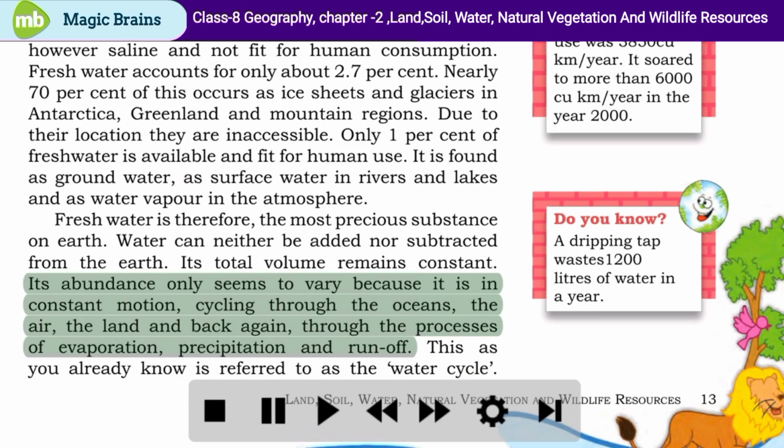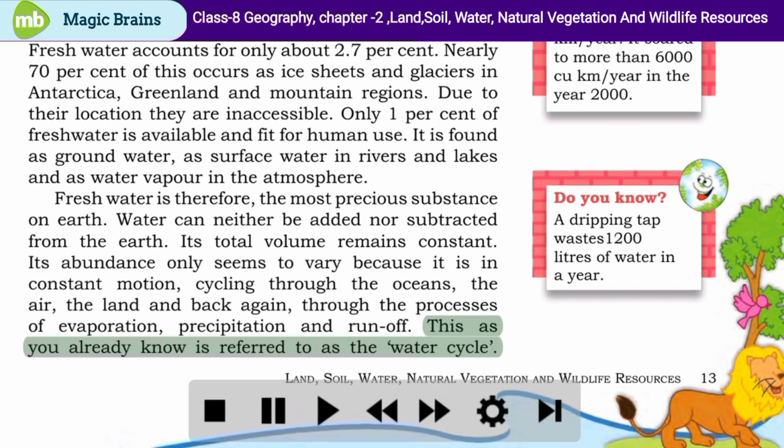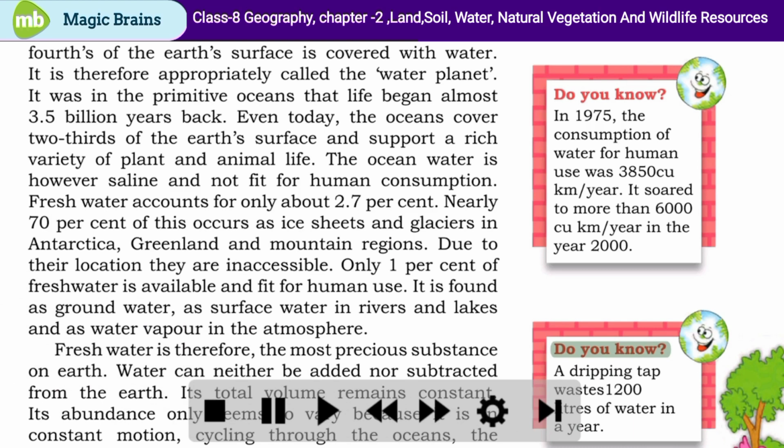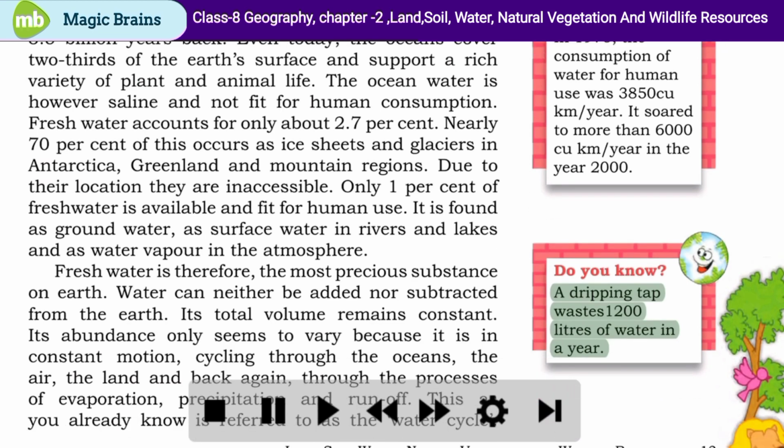Its abundance only seems to vary because it is in constant motion, cycling through the oceans, the air, the land, and back again through the processes of evaporation, precipitation, and runoff. This, as you already know, is referred to as the water cycle. On the right side, there is another red box which reads, "Do you know?" A dripping tap wastes 1,200 liters of water in a year.